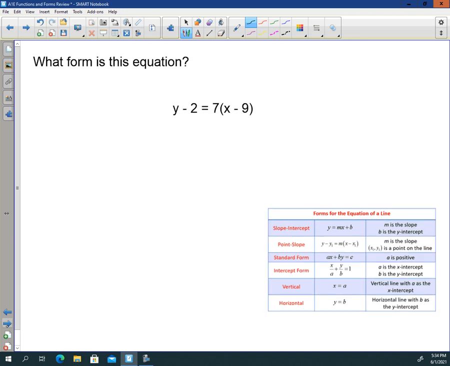All right, well, looking at this one, we can match it up. Let's see, this one doesn't have the y all by itself, so slope-intercept doesn't work. Oh, but point-slope looks like it might work because we have a y minus a value equals a number and some parentheses. Yep, this is definitely point-slope form, definitely.